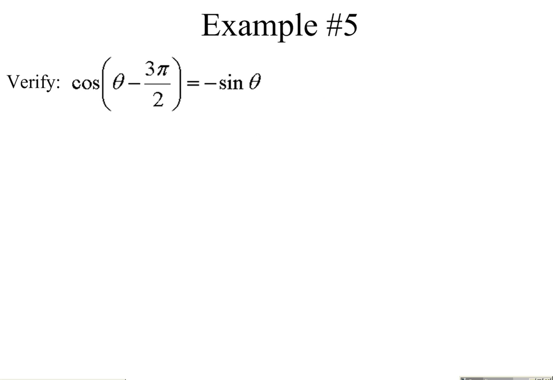Number 5. Once again, we're going to apply our difference identity for cosine. Show that it's equal to negative sine theta in this case. Cosine A, cosine B, plus sine A, sine B.